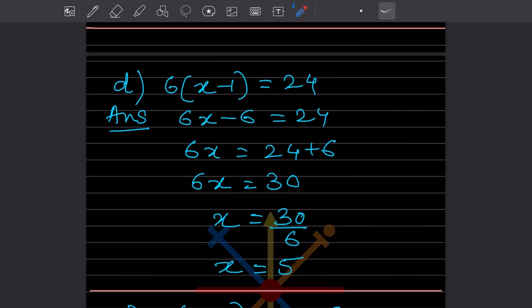Now look at this problem. Here it says that 6 into x minus 1. This is actually multiplication over here. x minus 1 is 24. So we are going to expand this one. 6x minus 6 is 24. So now 6x will be 24 and minus 6 becomes plus 6. So 6x is 30. So x is going to be 30 and this is multiplication. This is going to get divided. So x is going to be 5.